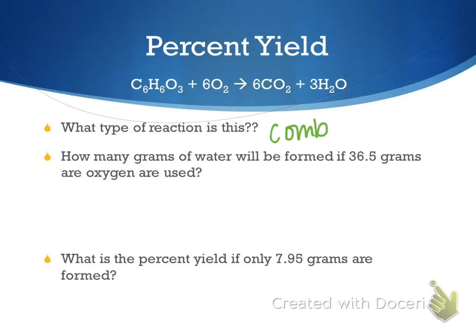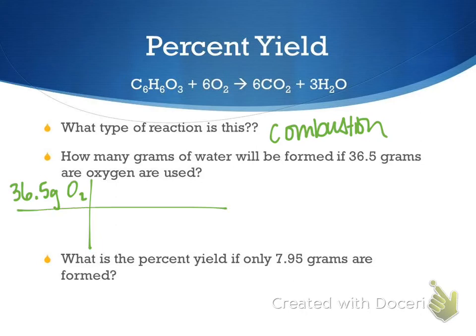How many grams of water will be formed if 36.5 grams of oxygen are used? So we're doing our stoichiometry to determine how many grams of water can be formed. We're trying to find the theoretical yield of water. So we start with what we know. We're starting with oxygen gas. It's important you understand it's oxygen gas, O2, not just O, so that when you find the molar mass, you're using O2, not just O.